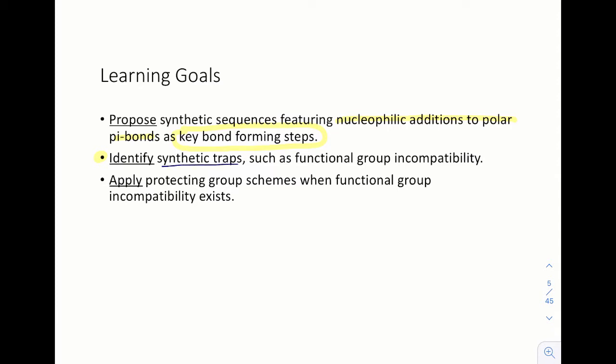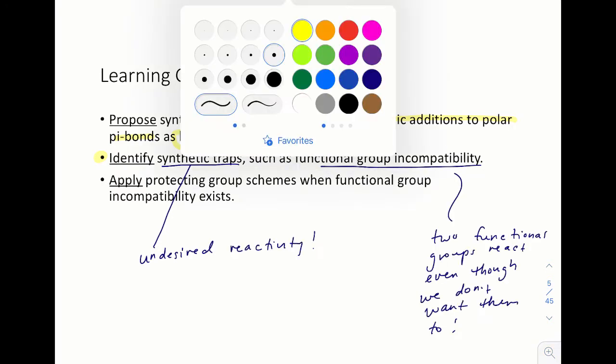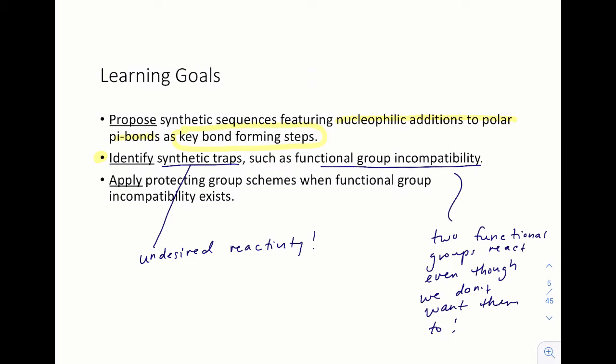A synthetic trap is simply when a transformation is proposed, but some undesired reactivity happens instead. And this often occurs due to functional group incompatibility. Finally, we will learn how to apply protecting group schemes to address these issues of functional group incompatibility. For example, when two functional groups will react with each other instead of undergoing the desired reactivity, we will protect or mask one of them.